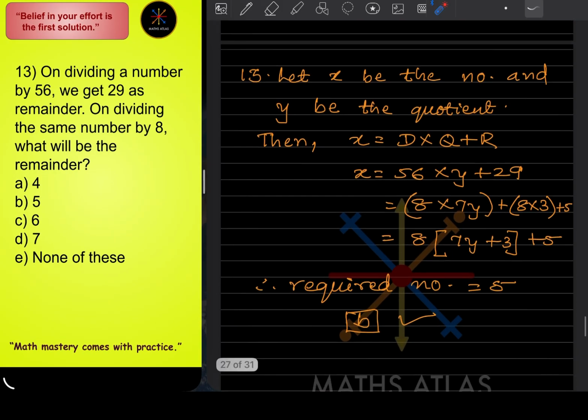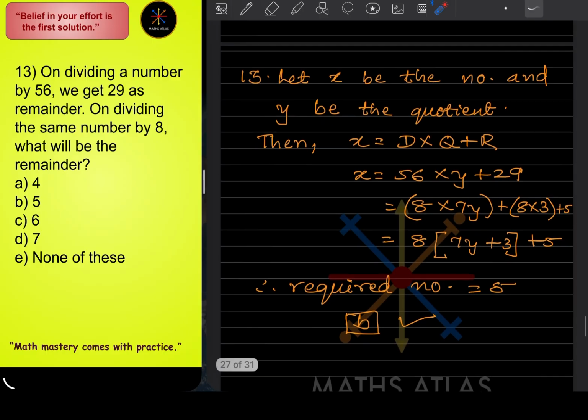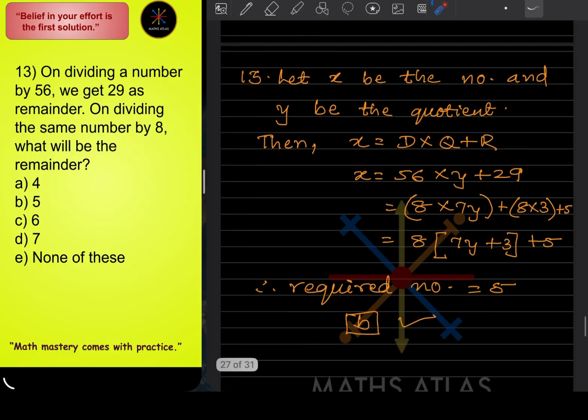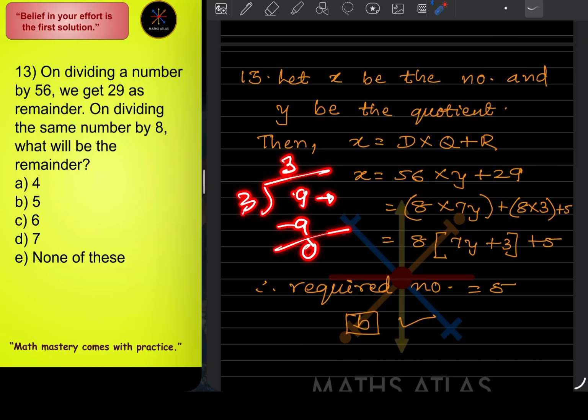On dividing a number by 56, we get 29 as remainder. On dividing the same number by 8, what will be the remainder? Now let us see, we don't know the number. So we can say let x be the number and y be the quotient. See, whenever you divide any number, this is called the dividend. This is called the divisor. This is called the quotient. And this is called the remainder. So we can say x is equal to divisor into quotient, and you are going to add the remainder.